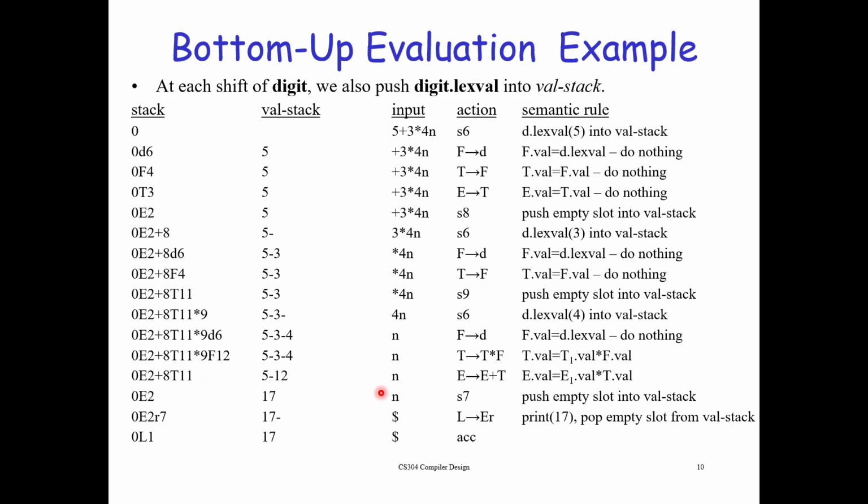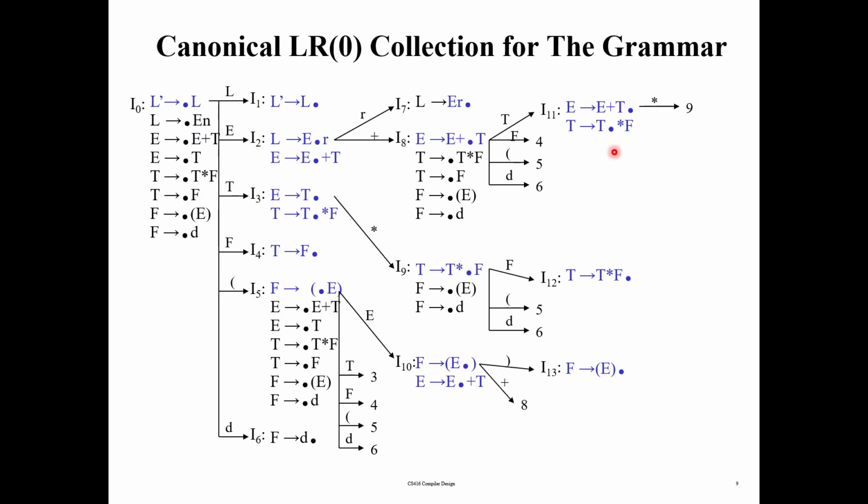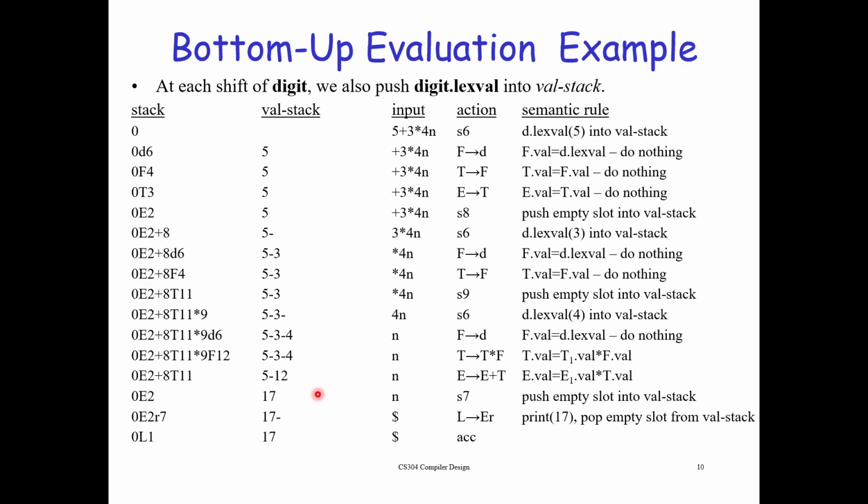Again you observe 11 enter N. On 11 enter N, the production is E gives E plus T. There also the SDD stands for that production. It is not multiplies, that is a mistake here. It is plus: E1.val plus T.val. So that will be computed. That means the stack val of top is equal to val of top minus 2 plus val of top. Whatever is in the top, that is to be added with the top minus 2.